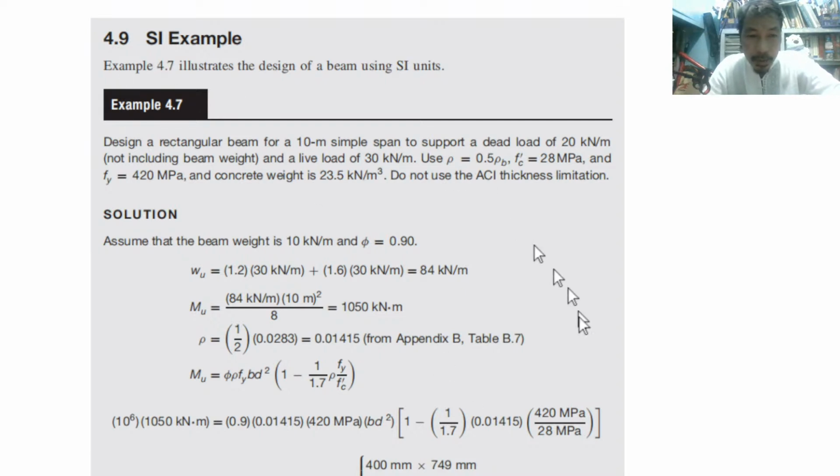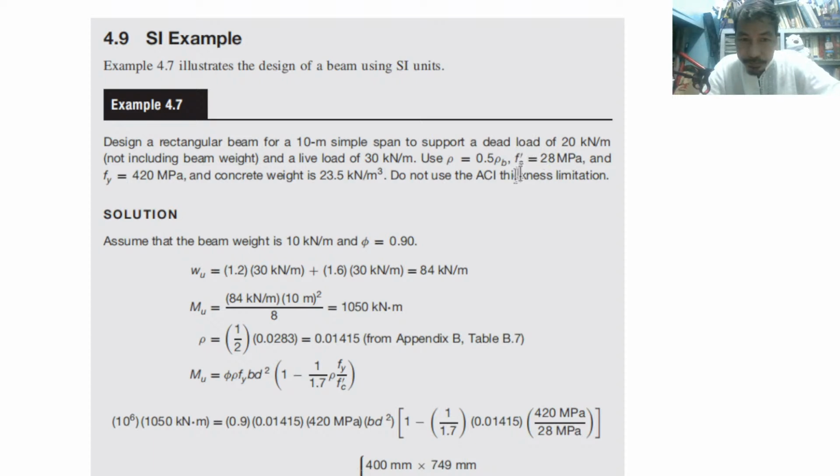So, an example. We have the requirement: design a rectangular beam for a 10-meter simple span to support a dead load of 20 kilonewton per meter, not including the beam weight. So we will proceed to estimate the beam weight. Live load is 30 kilonewton per meter. Use rho equal to 0.5 rho balance this time. So it is 0.375 to 0.75. That is the range from which you can select your own rho.